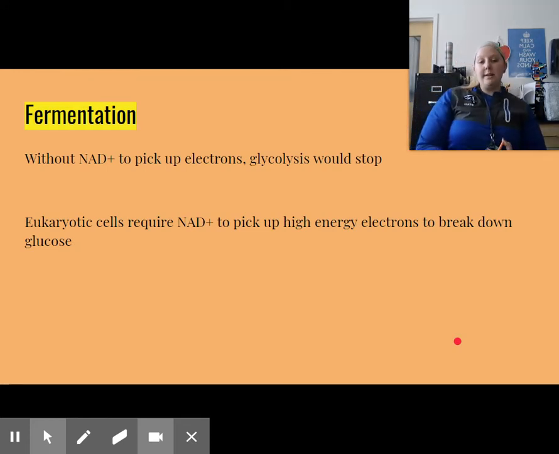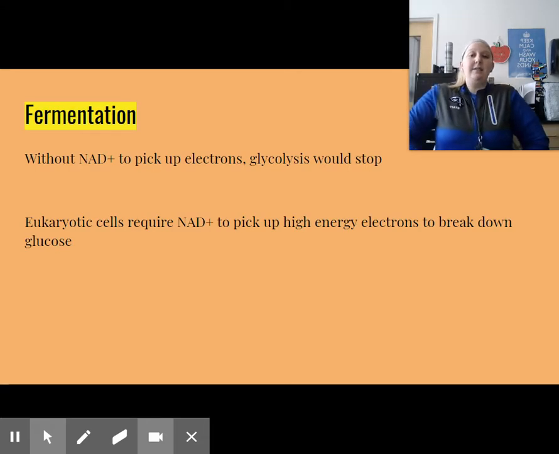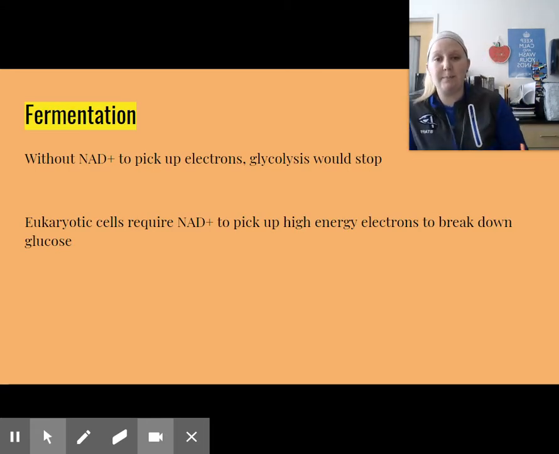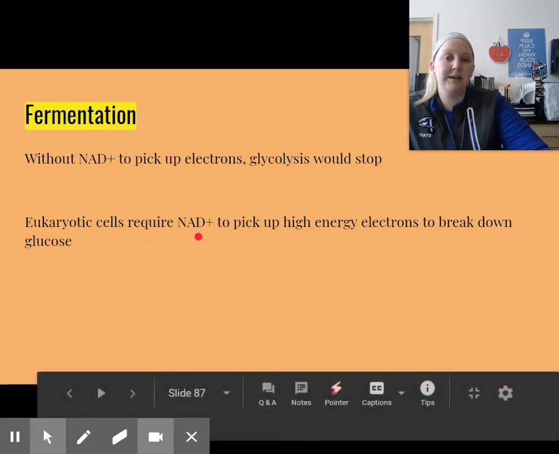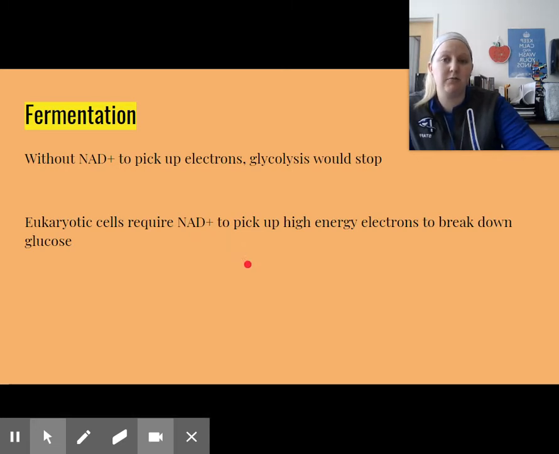Without NAD+, which is our electron carrier, glycolysis would stop. So fermentation allows that process to continue by removing the hydrogens and kicking it back to glycolysis. Eukaryotic cells require NAD+ to pick up the high energy electrons at the breakdown of glucose into pyruvate.